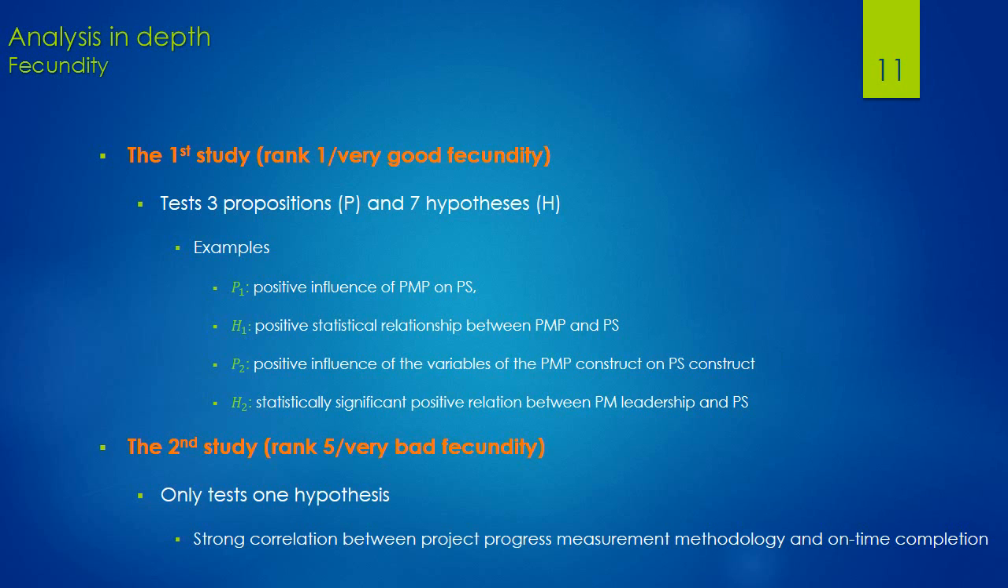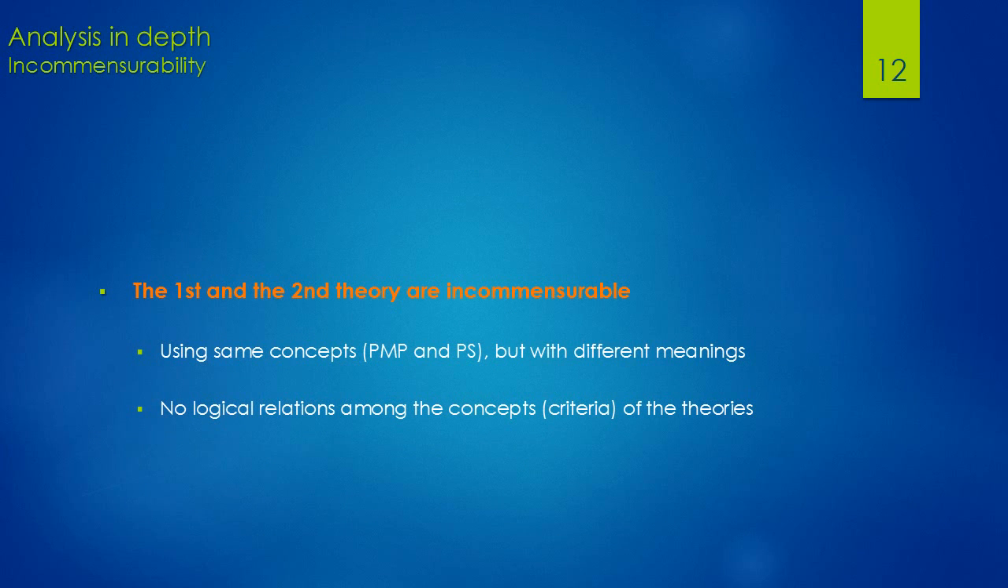In contrast, the second theory is assigned rank 5 because only tests one hypothesis, that is, strong correlation between project progress measurement methodology and on-time completion. In terms of incommensurability, both of the theories are incommensurable because they use same concepts, PMP and PS, but with different meanings and with no logical relations among the concepts.